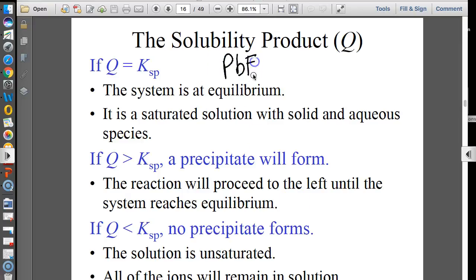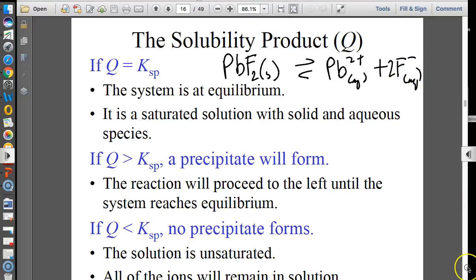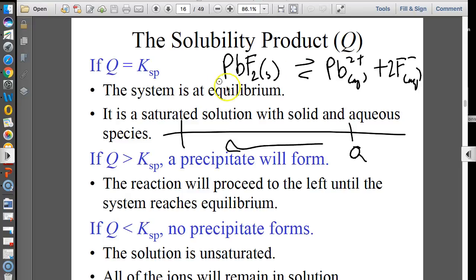So we had lead fluoride, and that's a solid, and then we had the lead, which was aqueous, and then the fluoride, which was aqueous. So check it out. If Q equals K, you're at equilibrium, which just means you're saturated. You have a saturated solution. If Q is greater than K, then a precipitate will form because it's going to go toward the solid side. If Q is less than K, Q's over here and K's over here, then I'm not going to make a precipitate because the equilibrium is going to go towards the aqueous side.